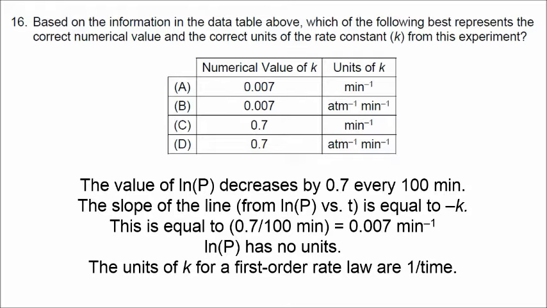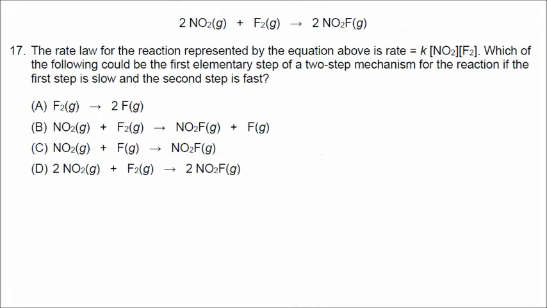Well, remember that the natural log of pressure was decreasing by 0.7 every 100 minutes. So the slope of that line would equal 0.7 over 100. And that would equal negative k. So therefore, that's 0.007 for the number, and the unit would be inverse minutes. Since natural log has no units, you're dividing nothing by minutes. You get inverse minutes. So we have 1 over time, and we have 0.007. So the correct answer for 16 is A.